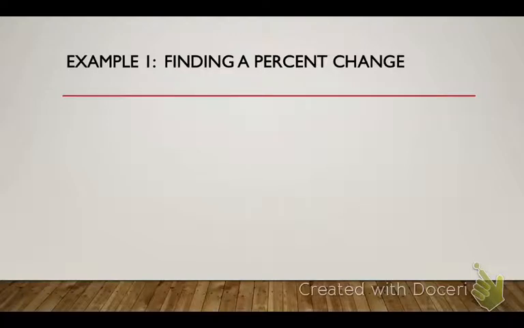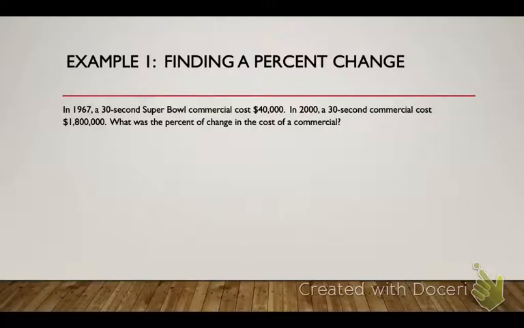Example 1, finding a percent of change. In 1967, a 30-second Super Bowl commercial cost $40,000. In 2020, a 30-second commercial cost $1,800,000. What is the percent change in the cost of a commercial? You're going to write all this down. You can put this in your notebook so you have it as an example. If you need to pause the video, pause the video.